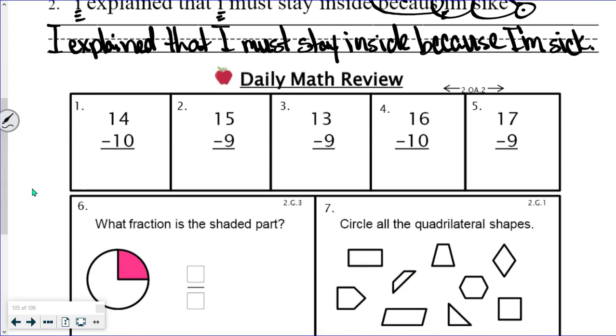Moving on to the daily math review. 14 minus 10 is going to be 4. 15 minus 9 is going to be 6. 13 minus 9 is 4. 16 minus 10 is 6. 17 minus 9 is 8.